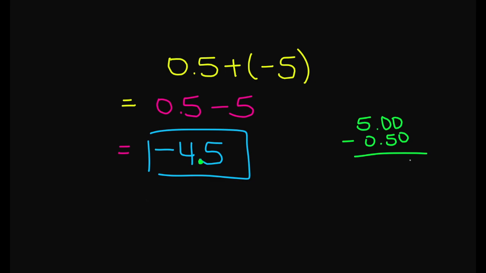So 0 minus 0 is going to be 0. 0 minus 5, I can't do that. So I'm going to borrow.